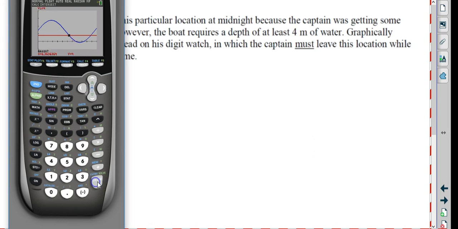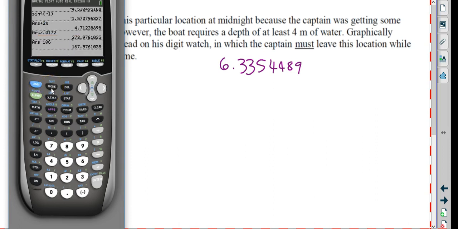x is 6.335, so here's the deal. We need the 0.335. So we go x minus 6, that's the decimal part, times 60. So that's 20, so that's 6:20.